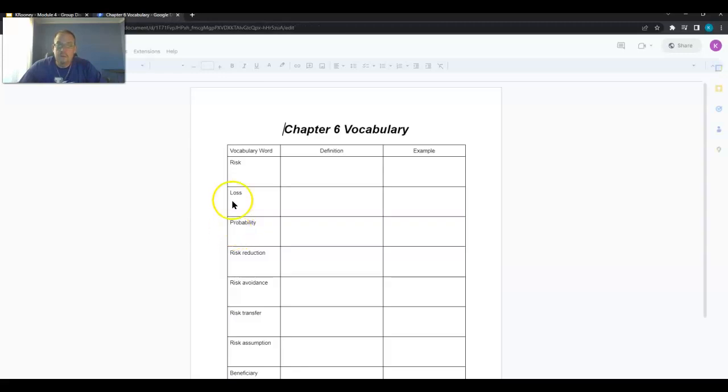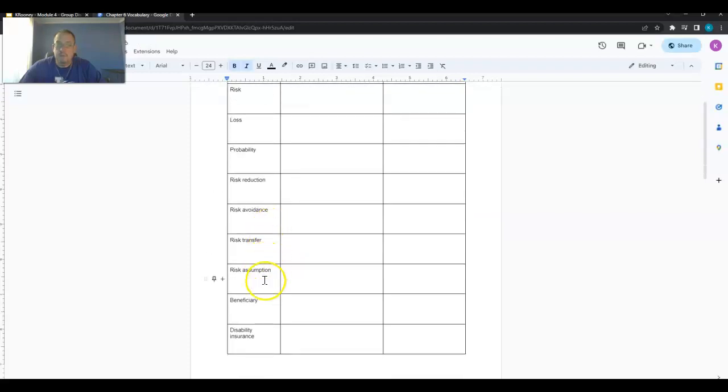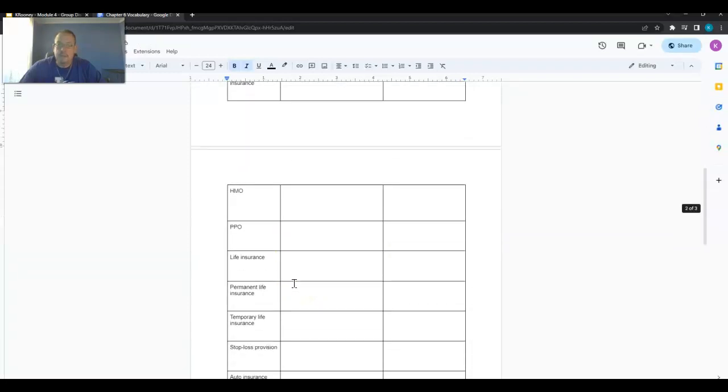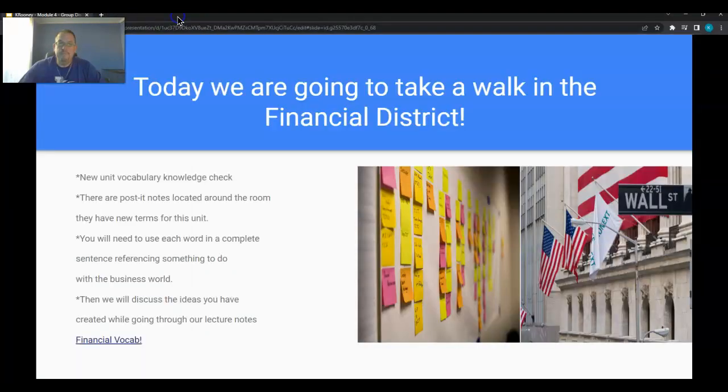Here is another sample list of the words we use. Definition, an example over here: risk, loss, profitability, risk reduction, risk avoidance, risk transfer, a beneficiary, HMO, PPO, life insurance, things along those lines.